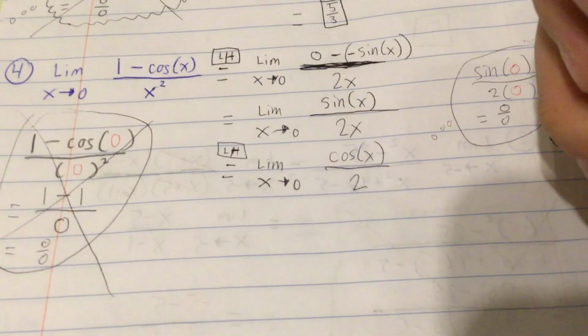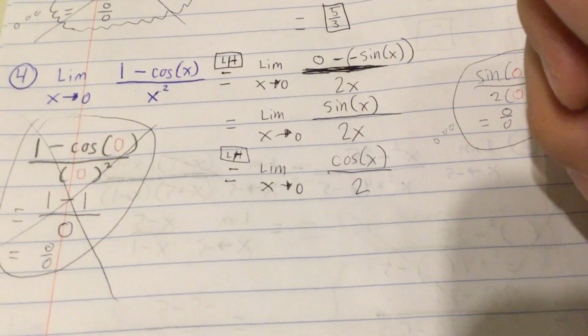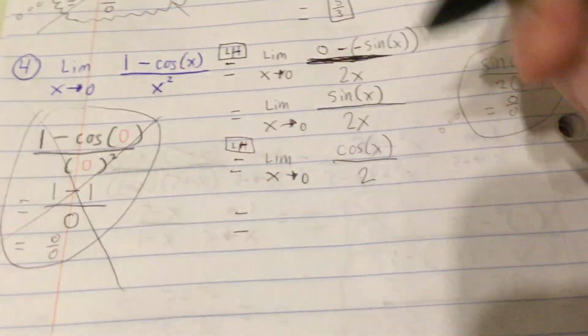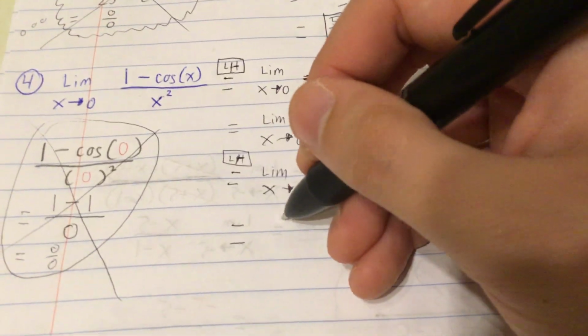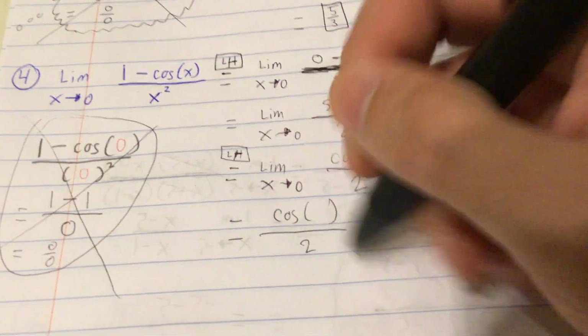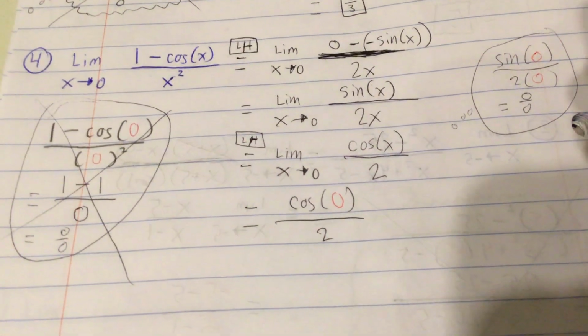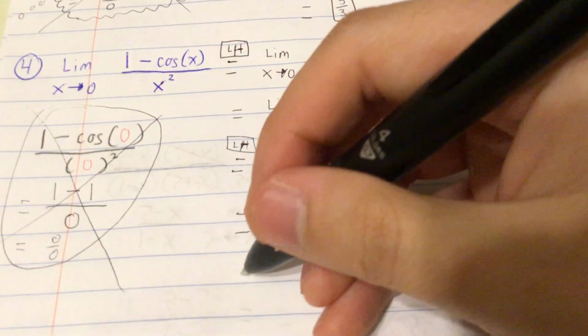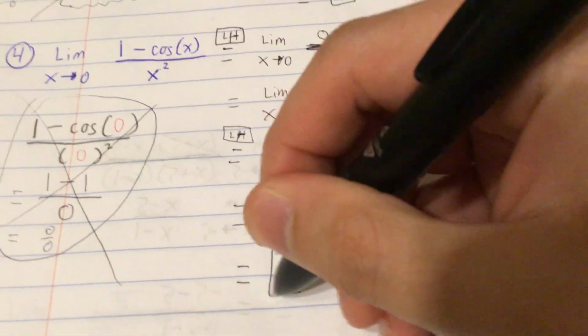Now can I plug in cosine of 0 over 2? Yeah. First off, that 2 is a dead giveaway because it's not going to be 0 over 0. So now I'm going to plug in cosine of 0 over 2. And if you get your calculator out, cosine of 0 radians is going to be 1, so the answer is 1/2. So what does that mean?